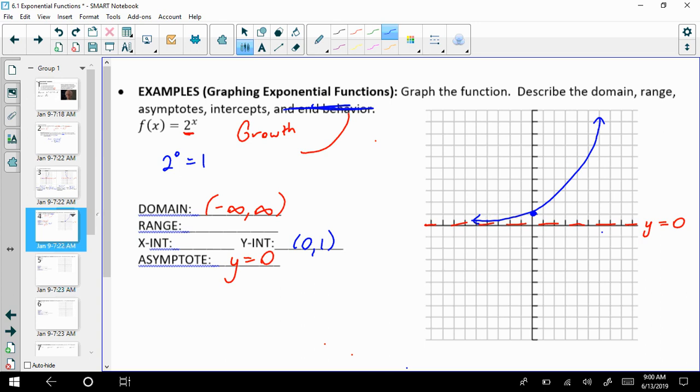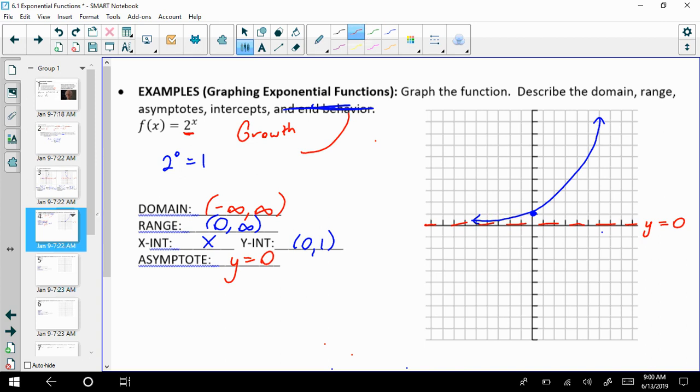Notice, because of that asymptote right on the x-axis, I'm not going to touch the x-axis, so there's not going to be an intercept for the x. What's the range? Well, how far down does this graph go? 0. And how high up? Infinity.